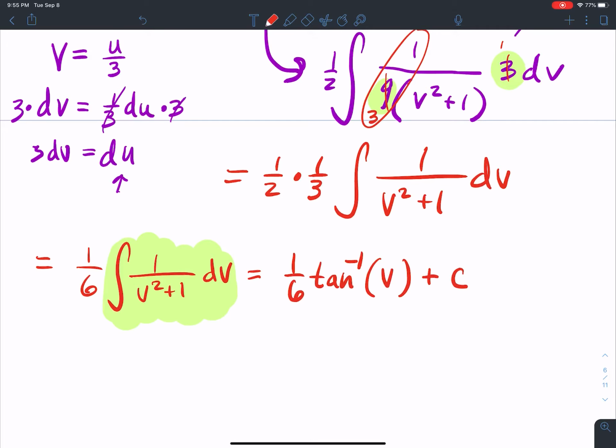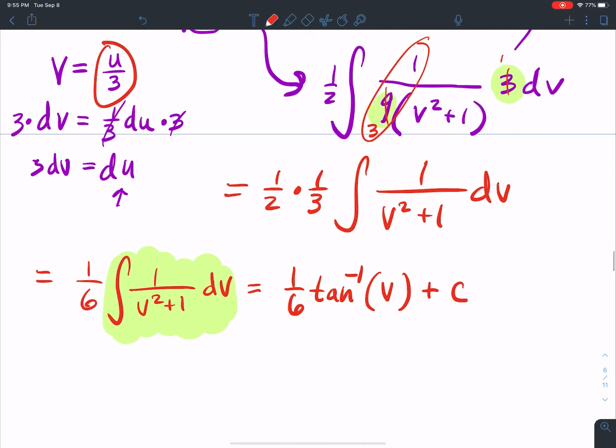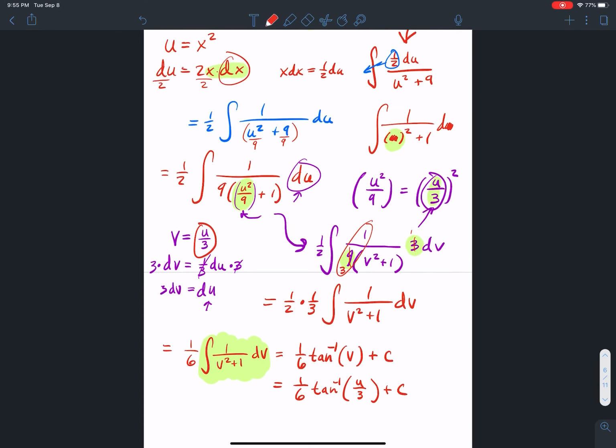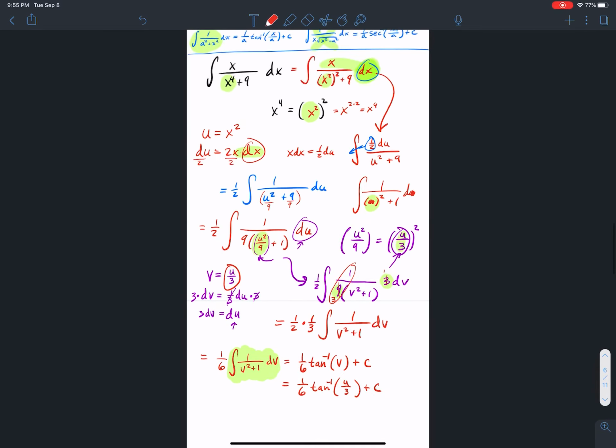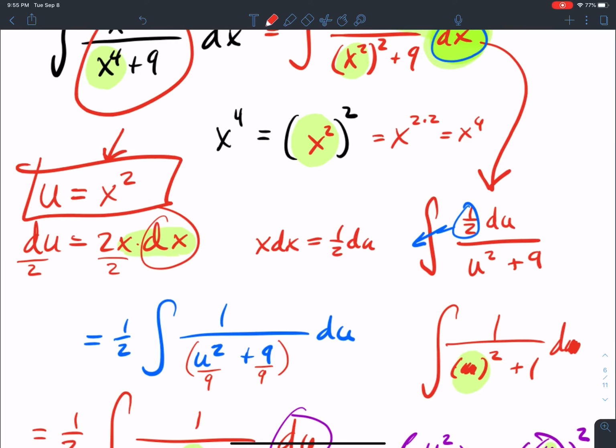But what does v equal? v is u over 3. So this is the tangent inverse of u over 3 plus c. But what was the original problem in terms of? The original problem was in terms of x, so I need to go back to x, and lo and behold, u was x squared.